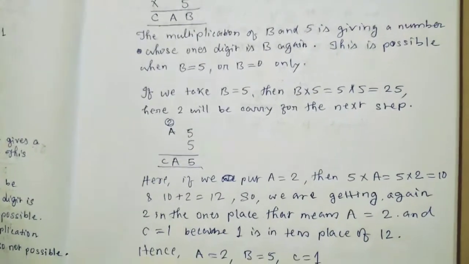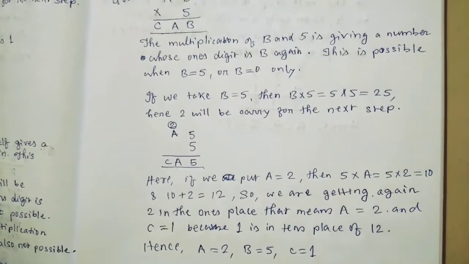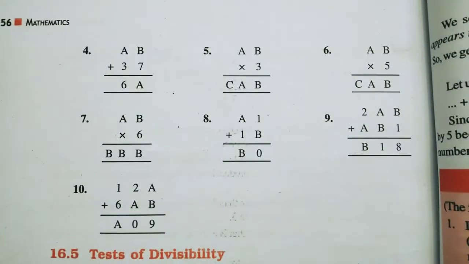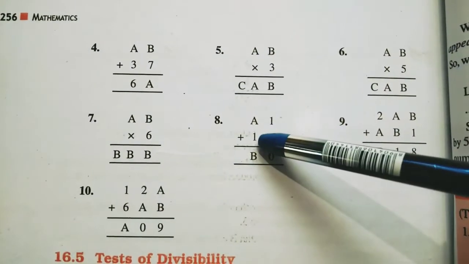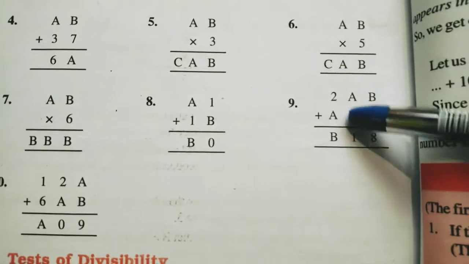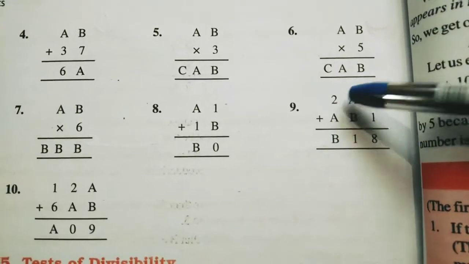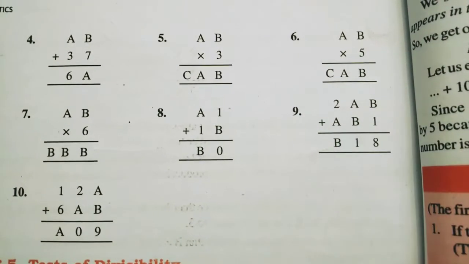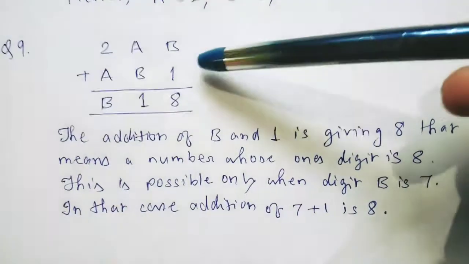So it's somewhat tough, right? So practice it properly. Now question number 7 and 8 all are same, so you do by yourself. I will take this 9 number. So there are 3 digits. 2AB plus AB1 is B18. So let's do this.